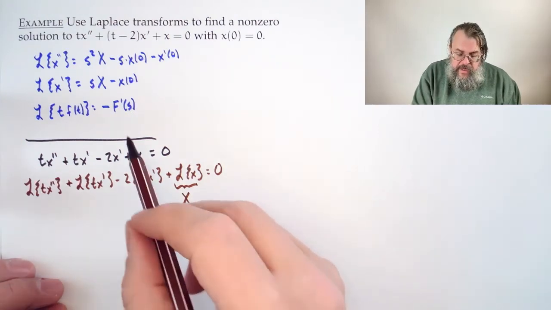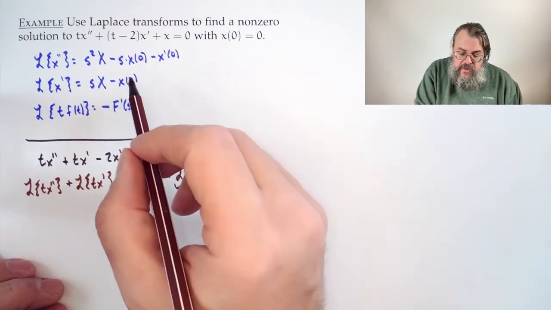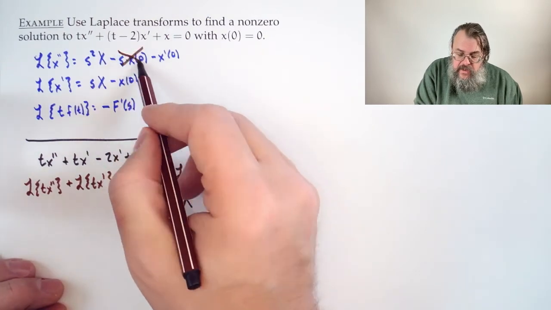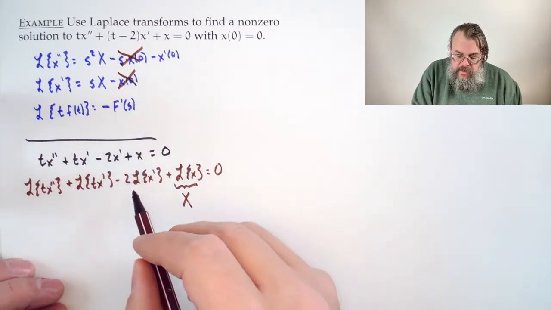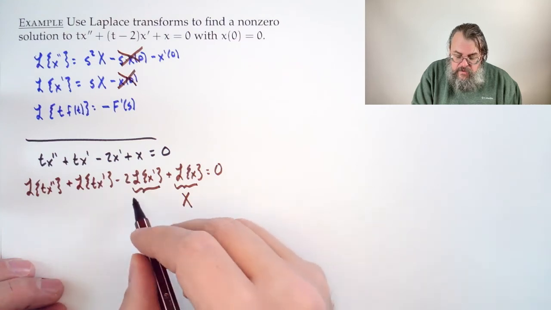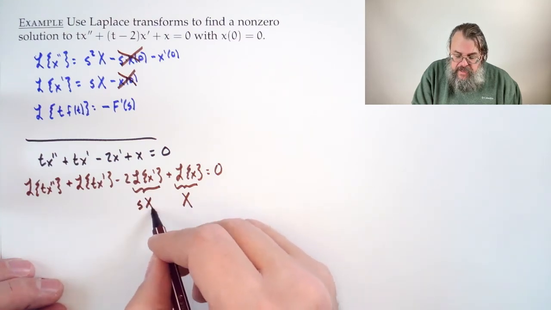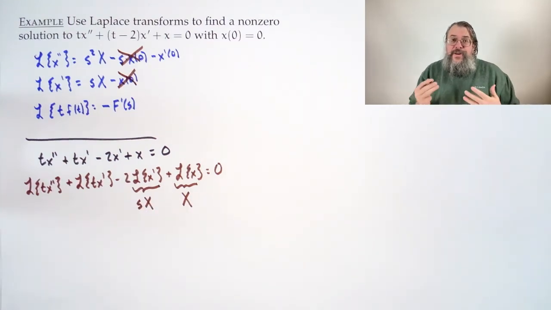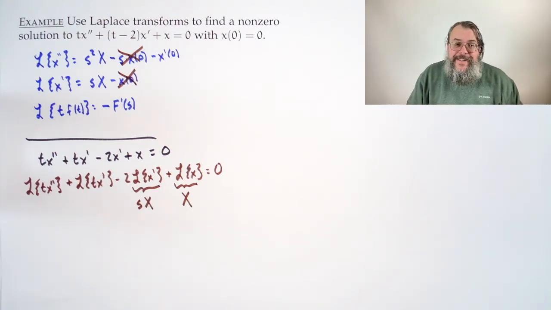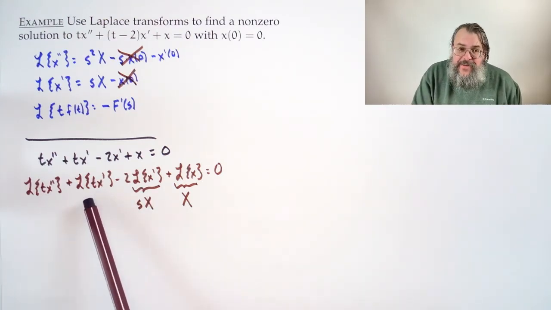Laplace transform of x prime. Well, remember, x of 0 equals 0. So, in fact, those terms go away. And so this term is going to be s times X. Now, those are the low-hanging fruit. Let's tackle this one.